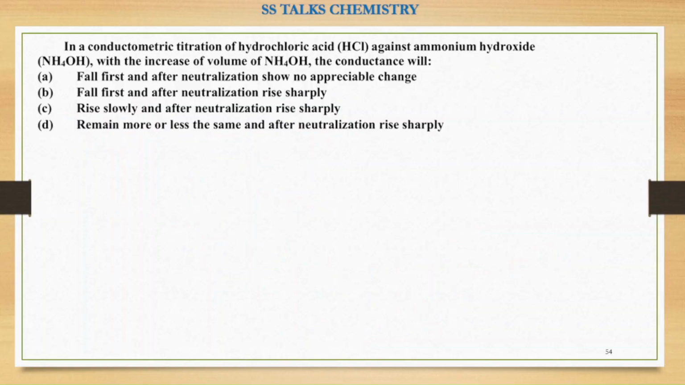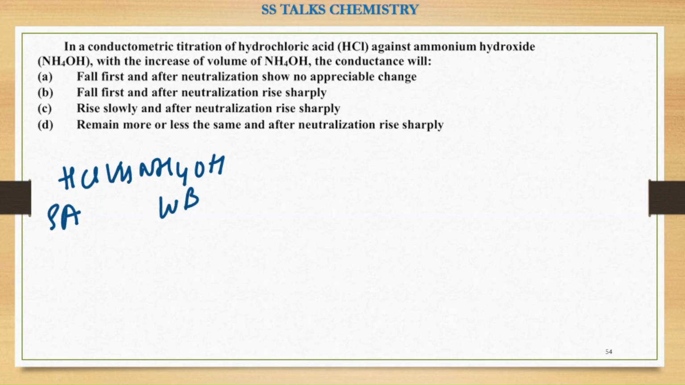It says that in the conductometric titration of HCl against ammonium hydroxide, with the increase in volume of ammonium hydroxide, the conductance fell. So we are having HCl versus NH4OH. So this is your strong acid versus the weak base.